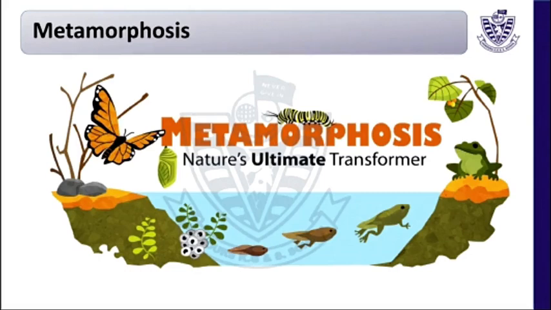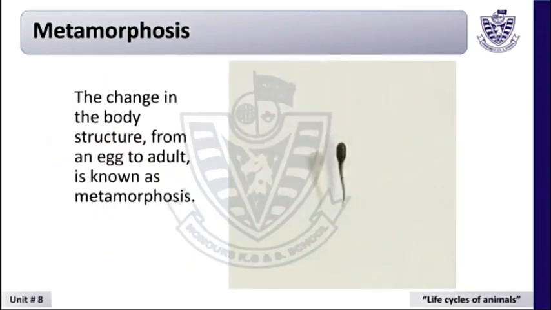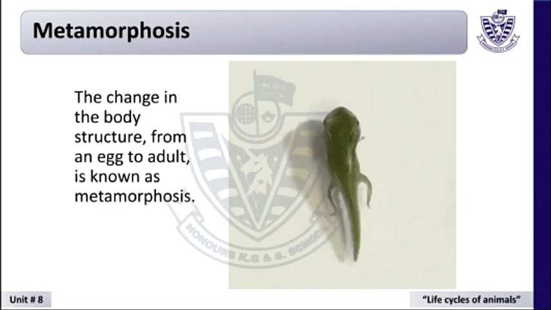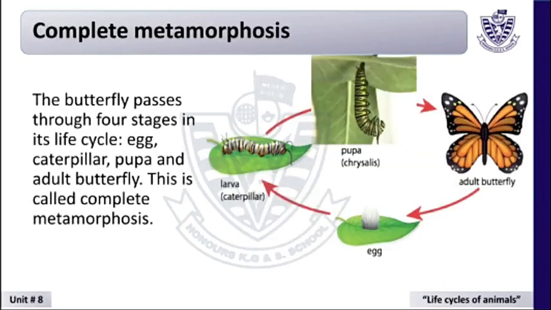But some animals have a very complicated life cycle. They change their appearance along with the body structure when they pass through the different stages of their life cycle. The changes in the body structure from an egg to an adult is known as metamorphosis. Students, there are 2 types of metamorphosis: complete metamorphosis and incomplete metamorphosis.